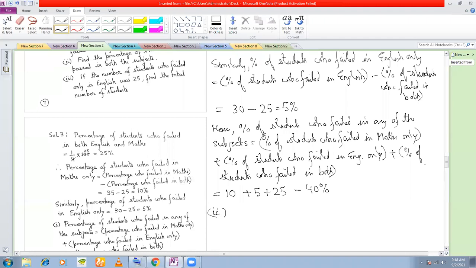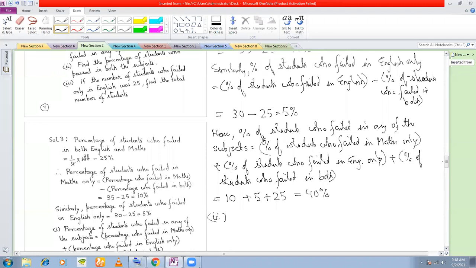Sir, 60%. Why? Because if I tell you that 40% have failed in either English or maths or both, that means what about the remaining? They must have passed in both the subjects, isn't it?